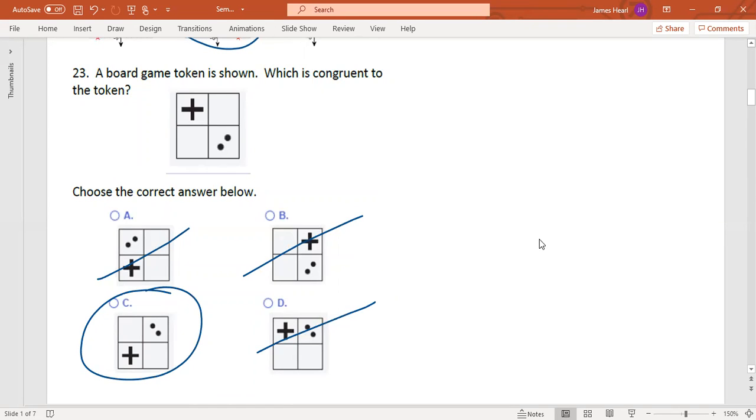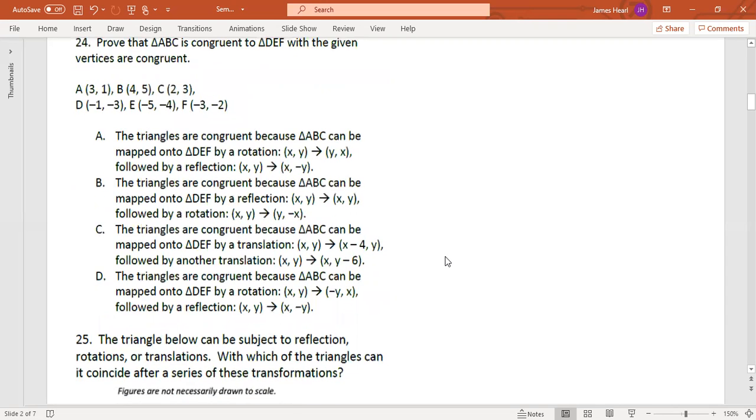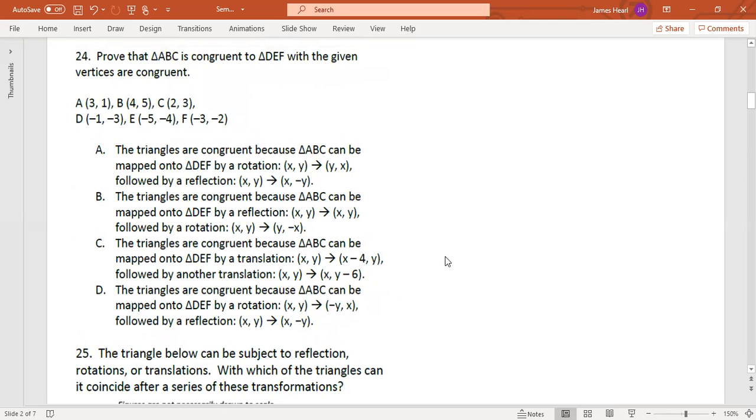It was turned 90 degrees counterclockwise. So a correct answer has to be C. It's the only one that's congruent. All right, for 24, we're asked to prove that these two are congruent based off of the different vertices. So basically, we start checking all of these transformations. Remember, just like in the last problem, a rotation, a reflection, anything like that generates an idea that is congruent, generates pictures that match up.